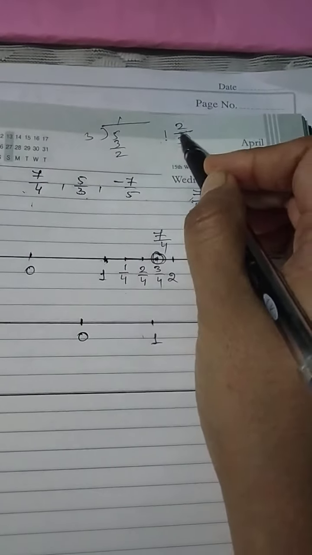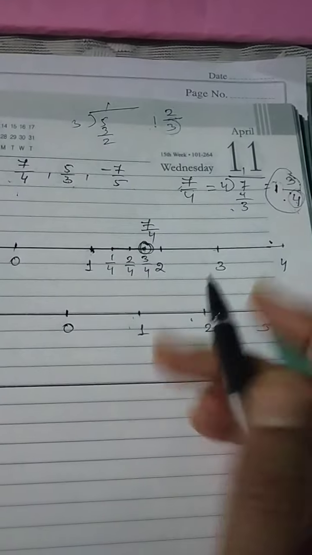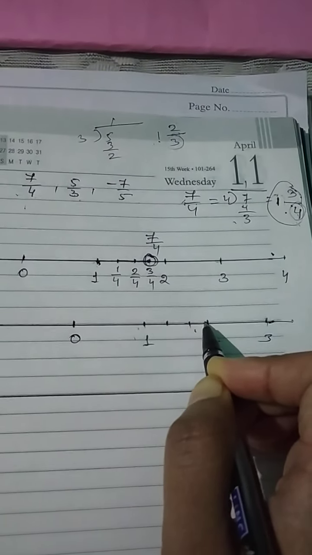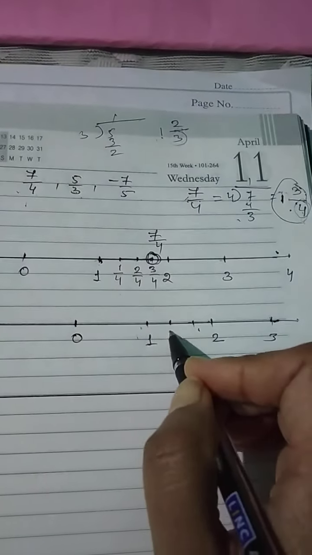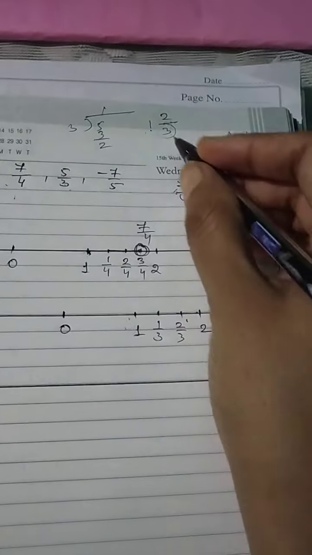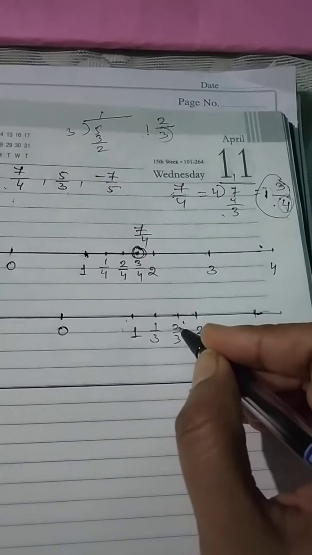So the denominator is 3. So we will divide this segment into 3 parts. 1 part, 2 parts, 3 parts. Okay, and this is 1 by 3. This is 2 by 3. This is 3 by 3.